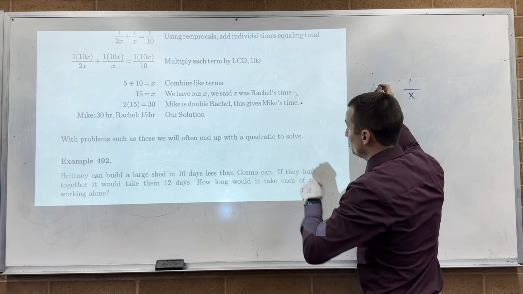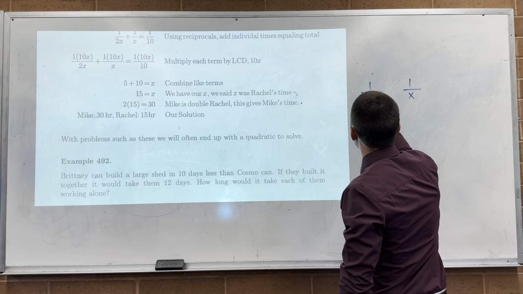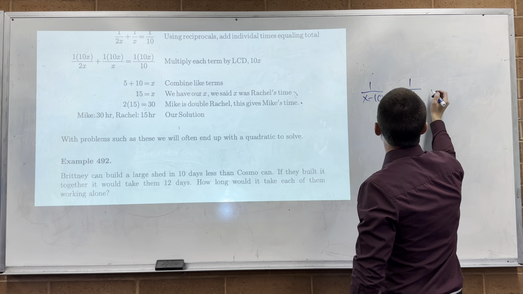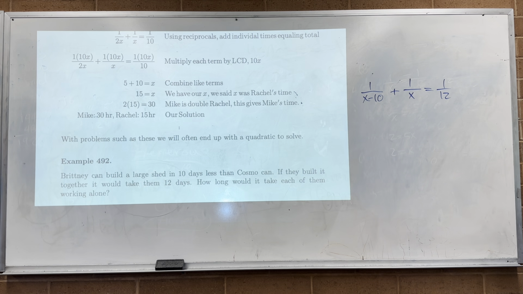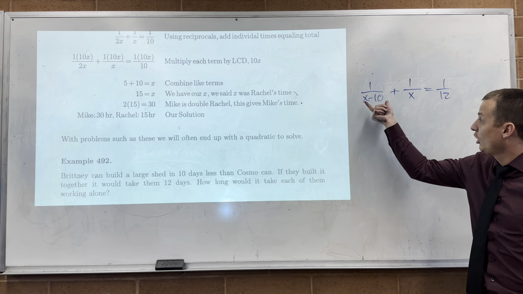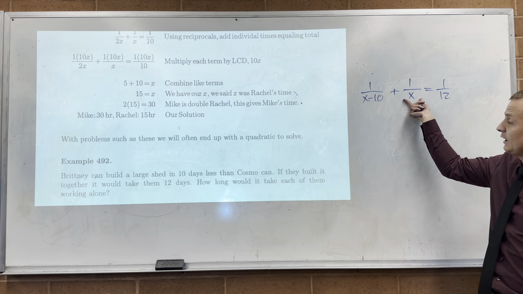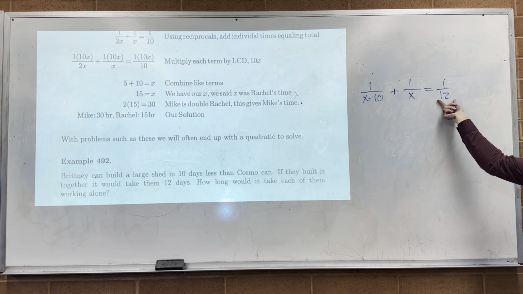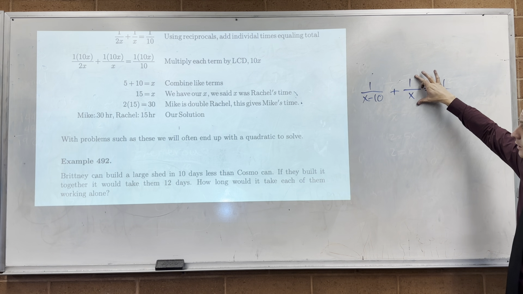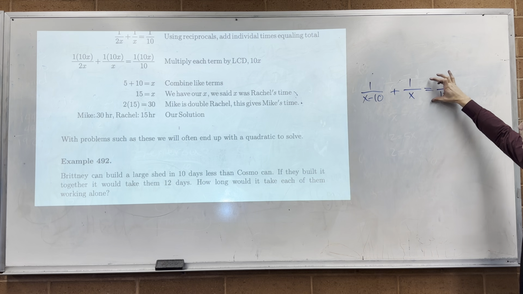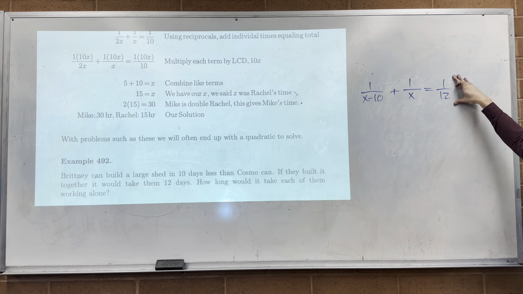And Britney is Cosmo's rate minus 10. And when they do it together, it takes them 12 days. How long it takes Britney, how long it takes Cosmo, how long it takes them to do it together. Britney's rate per day plus Cosmo's rate per day equals the total rate per day, which is, they're doing 1/12 of the project each day.